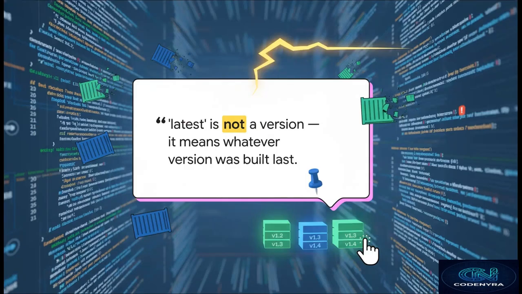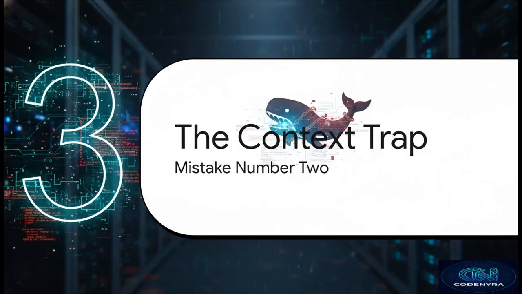Seriously, using the latest tag is an absolute liability. Latest isn't actually a version. It literally just means whatever version happened to be built last. If you rely on it, you're practically guaranteeing inconsistent behavior between your dev machine and your production environment. Why? Because that underlying image could change at any second without you even knowing. Always pin your versions. Okay, Section 3, mistake number 2, the context trap.